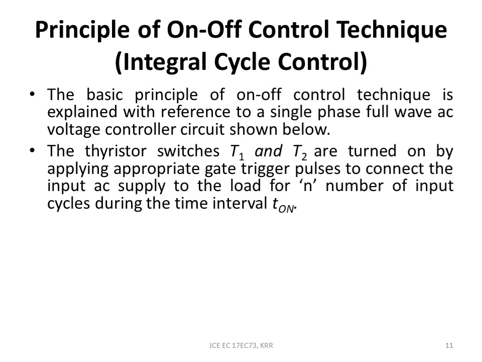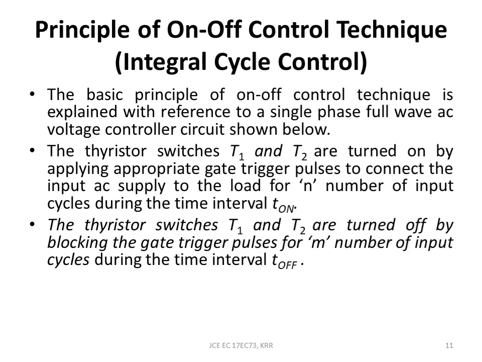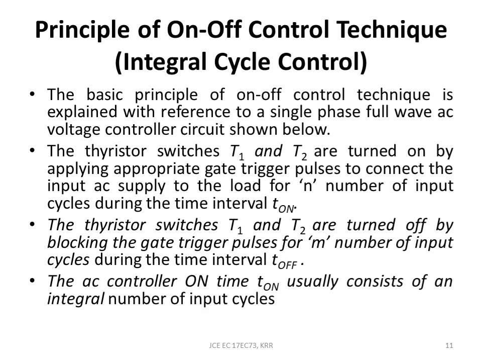The thyristor switches T1 and T2 are turned on by applying appropriate gate trigger pulses to connect the input supply voltage to the load for n number of input cycles during the time interval T on. The thyristors T1 and T2 are turned off by blocking the gate trigger pulses for m number of input cycles during the time interval T off. The AC controller on time T on usually consists of an integral number of input cycles.